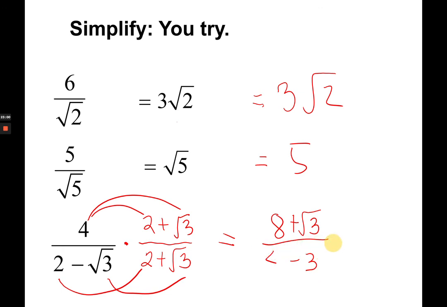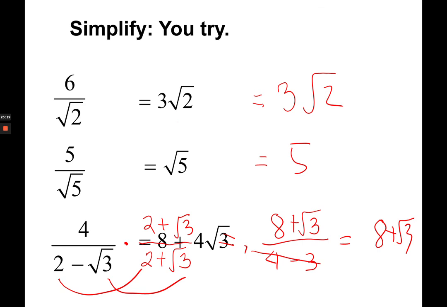It just cancels, let me just leave it there. And so since it's equal to 1, the whole thing is equal to 1. So it's just 8 plus square root of 3. And that's it. By conjugation, there is no more radical in the denominator. We were able to eradicate the square root of 3 underneath.